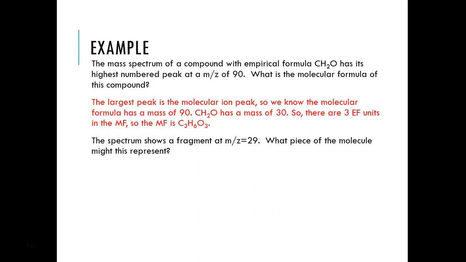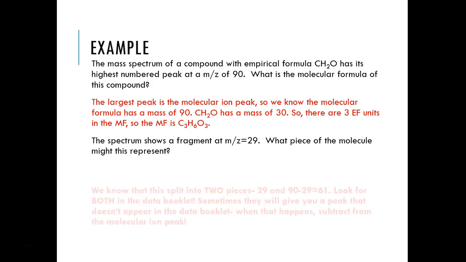Now, when it says the largest peak is the molecular ion peak, I should really clarify that. We mean the highest numbered peak, not largest in terms of height of the peak, largest in terms of mass to charge ratio. Okay, so we know that the molecular formula has a mass of 90. CH2O has a mass of 30. So there are three empirical formula units in the molecular formula. So the molecular formula, we multiply all the subscripts by 3 and get C3H6O3. Now, this is where we're going to use that data booklet piece. The spectrum shows a fragment at mass to charge ratio of 29. What piece of the molecule might this represent?